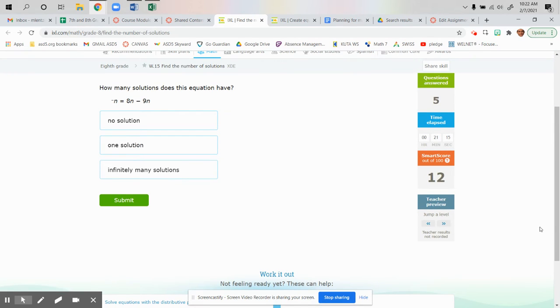I'm going to scroll down. So on this next problem, I see there is minus 9n and minus n. I can add n to get 8n. So they're all n's to begin with. So if I took 8n and I minus 9n, 8 minus 9 is negative 1. Negative 1 times n is negative n. So I would be left with negative n equals negative n. When they equal the exact same thing, that means there's infinitely many solutions. I cannot get this pen thing to start.